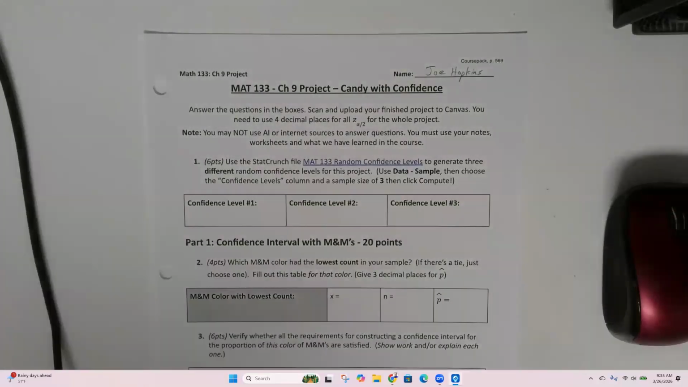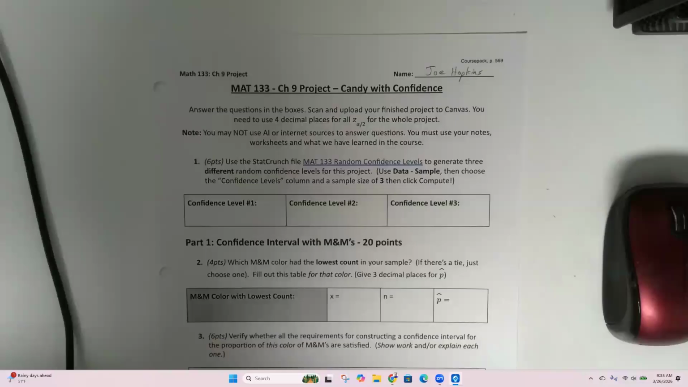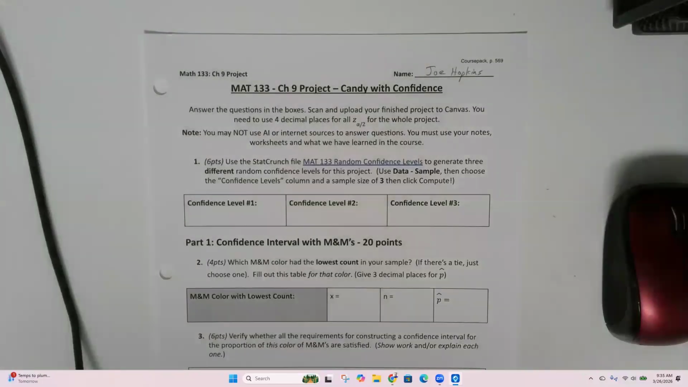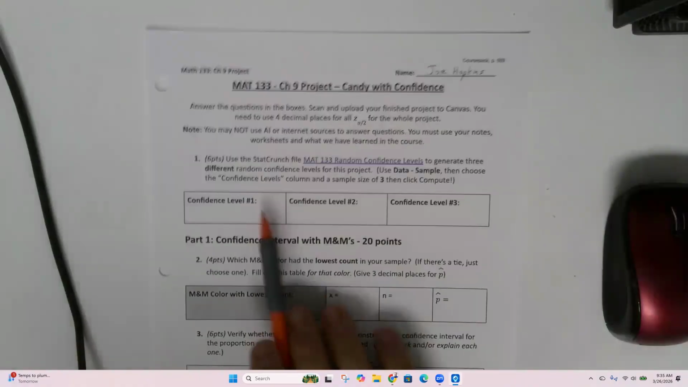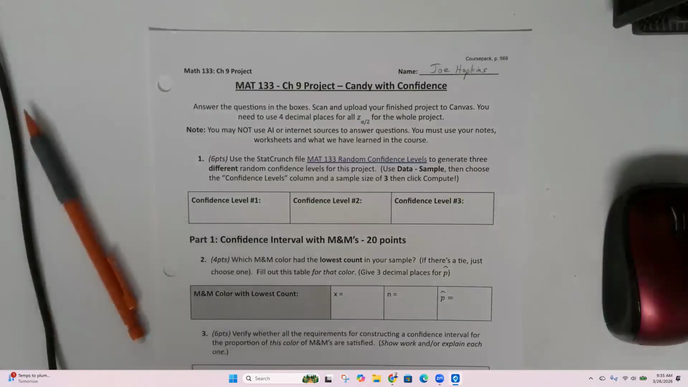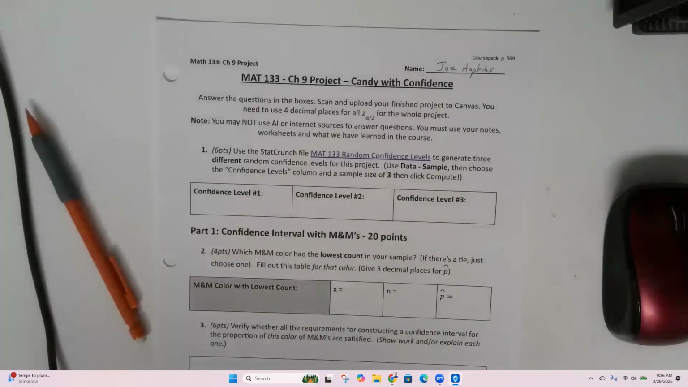For this project, we're going to be building some confidence intervals, and so we need some confidence levels. We're going to get 3 confidence levels here, and it's asking us to select them randomly. Now, I want to point out that in practice, that's not what you do. You don't just say, "Give me a random number and we'll use that."